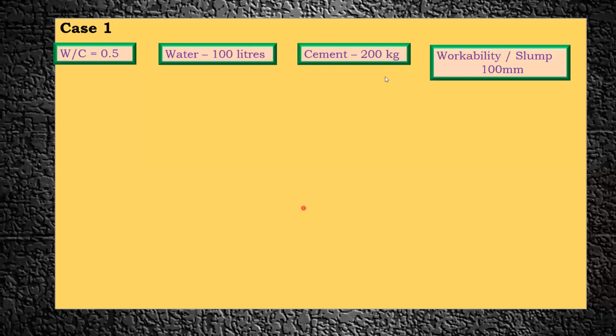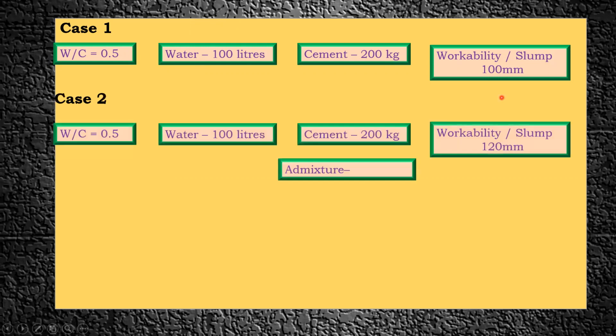Okay, fine. The first case we have understood: we have taken the water cement ratio, this much water, this much cement, and I'm getting a workability in terms of slump of 100 mm. In the second case, I know that the admixture is going to increase the workability, so I'll call the admixture and ask what it can do for me. Again, I'll take 100 liters of water and 200 kg of cement, and this time let me add a few percent of admixture, let it be 1% or 2% by weight of cement. This time the workability has increased. You can see it here, the workability has gone from 100 to 120 mm.